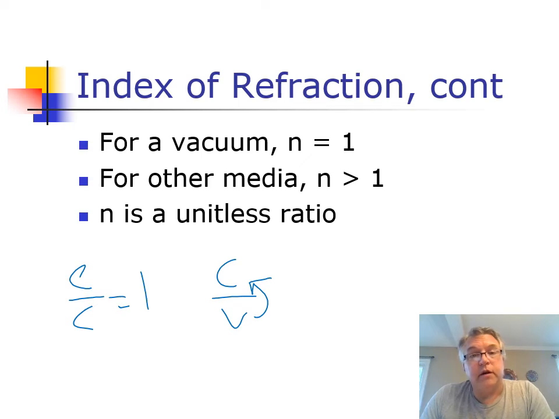He was pretty smart. So every other medium other than a vacuum, my index of refraction is going to be greater than 1. And that's a good test. If you ever try to calculate an index of refraction for something and you get a value less than 1, it means that something went wrong somewhere and you need to go back and double check and see where you made your mistake. And as I said before, my index of refraction does not have any units attached to it because we are dividing a speed vector by a speed vector. So my meters per second will always cancel out. So n is a unitless ratio.